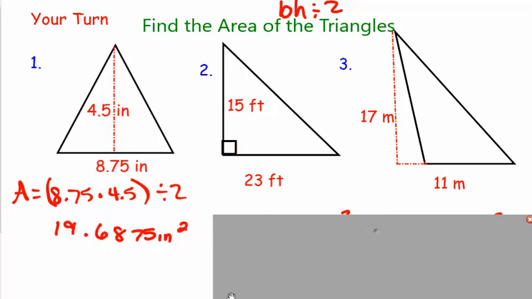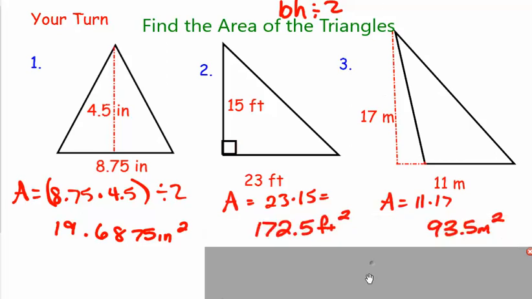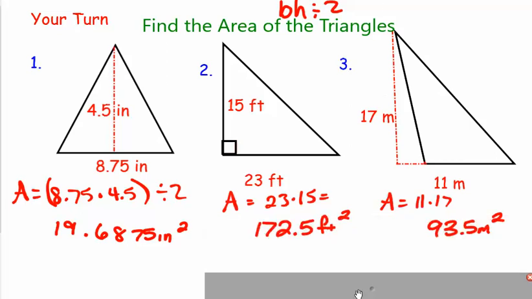All right, so that one should have been 19.6875 square inches. Again, anytime we're dealing with area, you should have squared units, okay? All right, go ahead and pause the video and do those 2. All right, go ahead and check your answers there, okay?